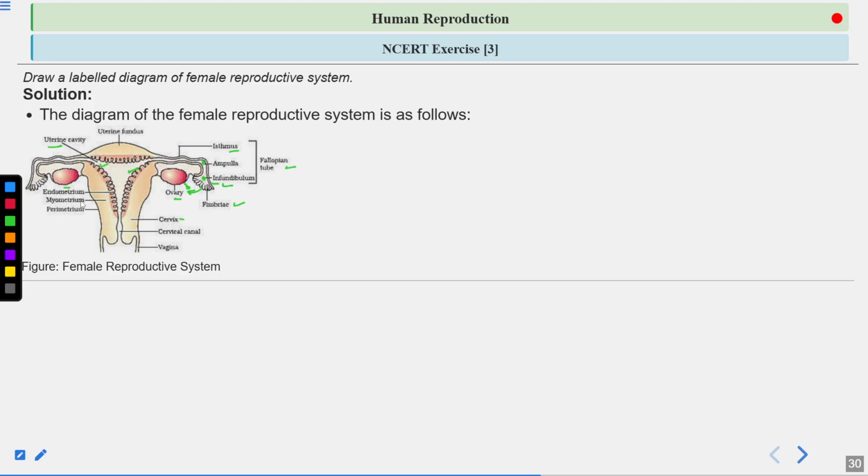Then you can label the uterus wall layers also. The uterine wall has 3 layers. The outermost is the perimetrium, the middle is the myometrium, and the innermost is the endometrium. The perimetrium is membranous. The myometrium is made up of smooth muscles in which contractions occur, which leads to childbirth or delivery of the fetus. The endometrium is the innermost layer of the uterus, and it undergoes cyclic changes during the menstrual cycle.